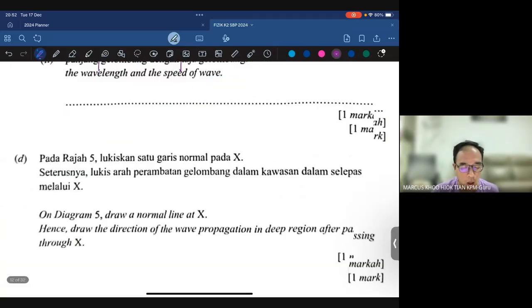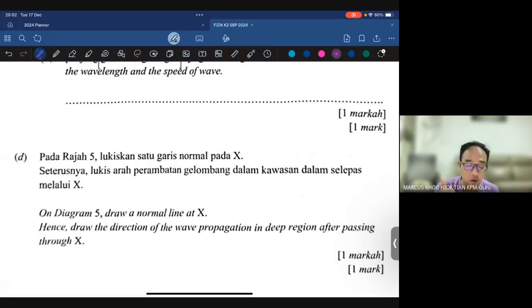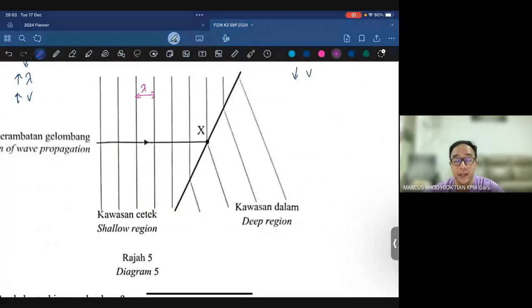On diagram 5, draw a normal line X. First, you draw the normal line, then draw the direction of the wave propagation. Remember that a normal line is a 90-degree line to the wave front. Obviously, you need to use a ruler for this. Find a 90-degree spot and draw a normal line over here. It must be 90 degrees to this. Oh, sorry. Yeah, that's the wave propagation. Sorry, the normal line is here. So the 90 degrees is here. This is the normal line.